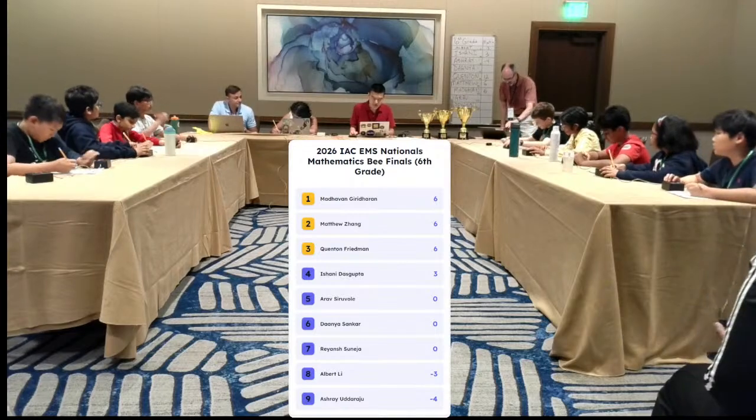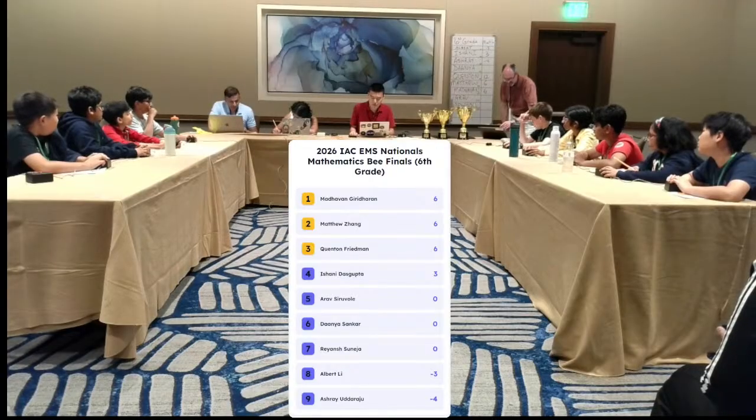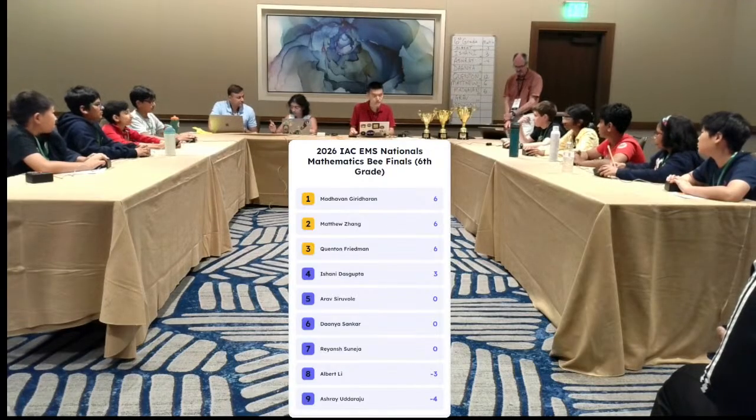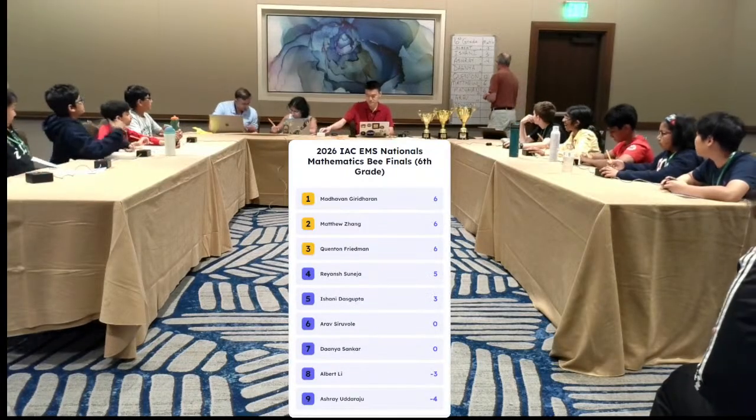Toss-up 7. Non-computation. Objects with lower value of this quantity float in fluids with higher value. Density. That is correct. Red 3, you get 6 points.